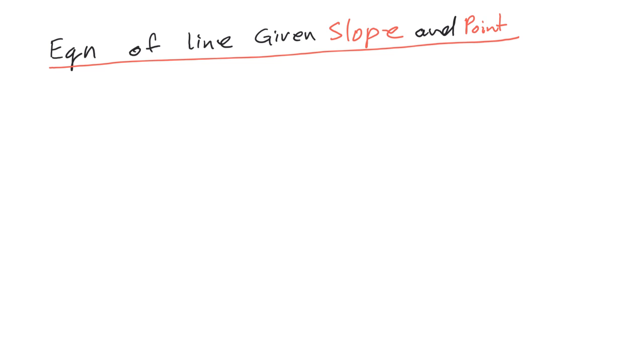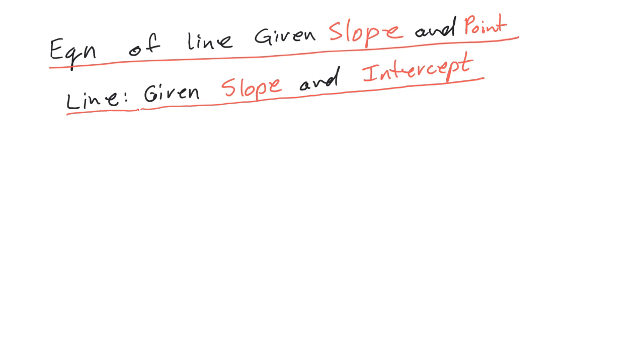So now what we're going to do is find the equation of a line when you're given the slope and a point. There are two scenarios for this. There's one where you have this: you're given a line that has a slope and a y-intercept.